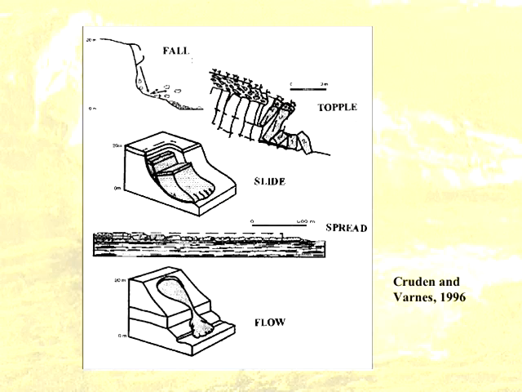And finally, the flow is a type of movement where the landslide body changes its character and becomes fluid-like. So flow involves deformation of a fluid material over a rigid bed.